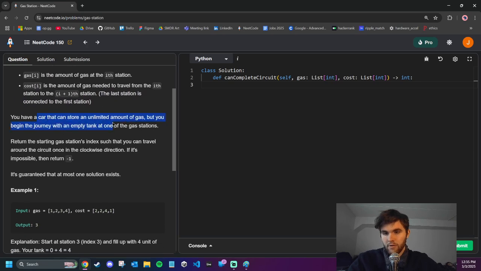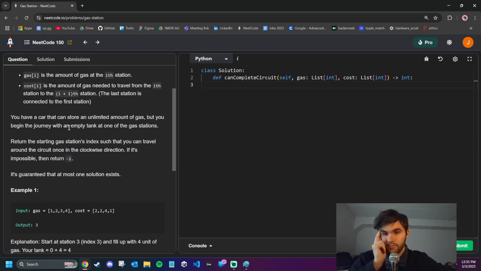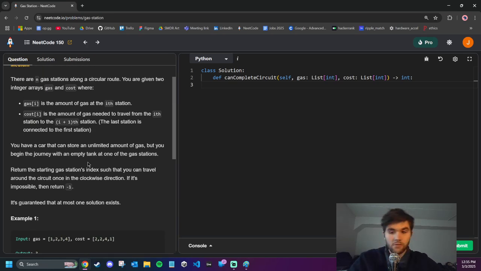Okay. You have a car that can store an unlimited amount of gas, but you begin the journey with an empty tank at one of the gas stations. Return the starting gas station's index such that you can travel around the circuit once in the clockwise direction. If it's impossible, return -1. So it's guaranteed that at most, okay, so it could be 0 or 1 solutions. We need to return the starting index.